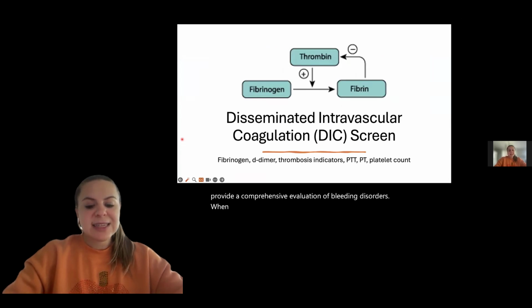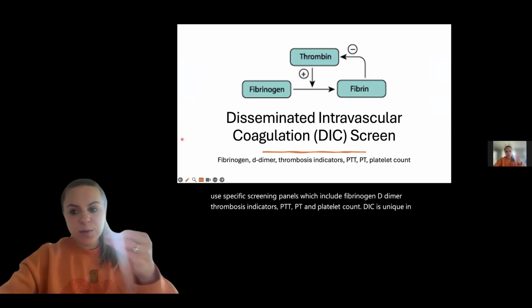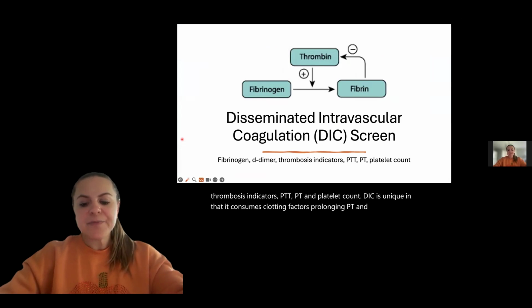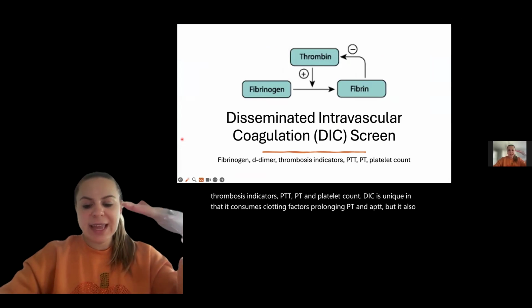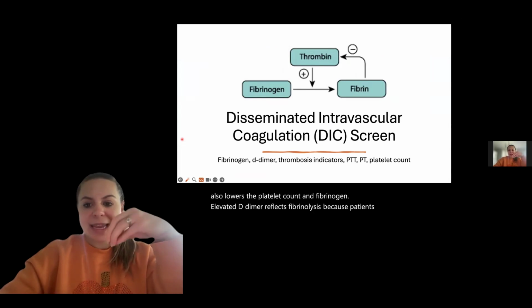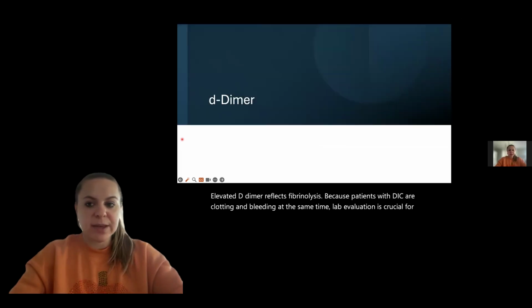When we suspect DIC, disseminated intravascular coagulation, we use specific screening panels, which include fibrinogen, D-dimer, thrombosis indicators, PTT, PT, and platelet count. DIC is unique in that it consumes clotting factors, prolonging PT and APTT, but it also lowers the platelet count and fibrinogen. Elevated D-dimer reflects fibrinolysis. Because patients with DIC are clotting and bleeding at the same time, lab evaluation is crucial for diagnosis and managing treatment.